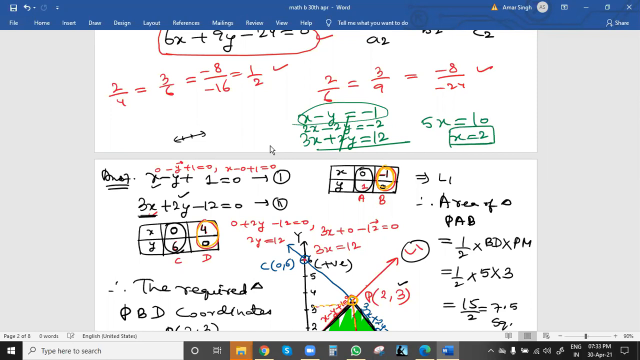Now the x value 2 we can put in the first or the second original equation to get the y value. x is 2, so 2 minus y equals minus 1. So y goes to the right hand side, and minus 1 comes to the left hand side: 2 plus 1 is 3, equal to y. So y value is 3. These are the things we can solve algebraically also.